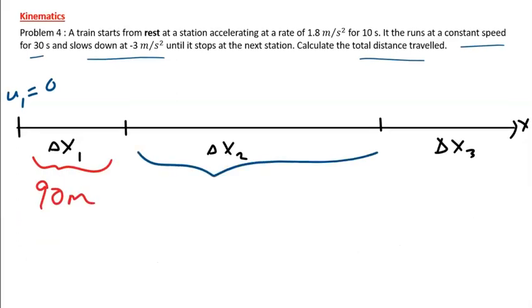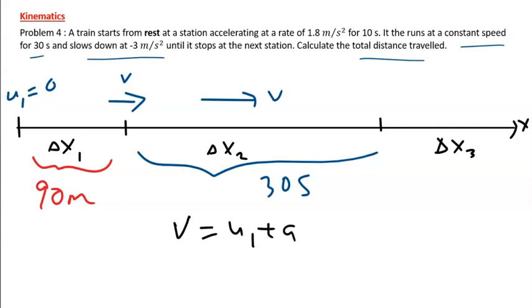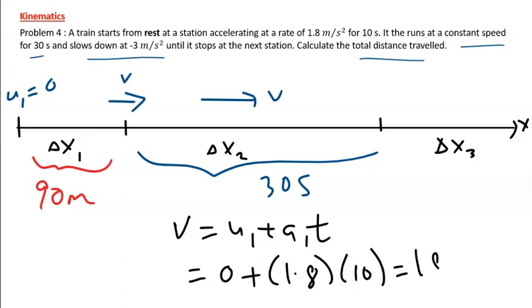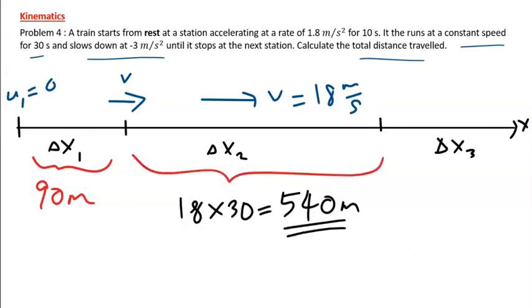Now what about x2? It runs at a constant speed for 30 seconds. So we need to know what that constant speed is, that v. This v would be the final v for the first phase. So how do we find the final speed for the first phase? By using the first equation of kinematics, v equals u plus a t. So u1 was 0, a1 was 1.8, and t for the first phase was 10, so it was 18 meters per second. So that means this speed is 18 meters per second. So the total distance it travels for 30 seconds at that speed is therefore 540 meters.